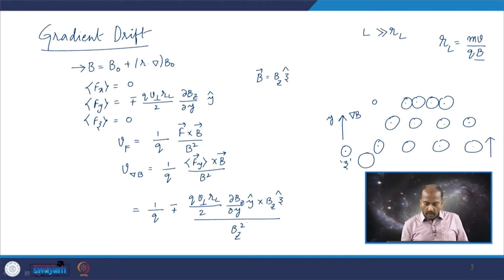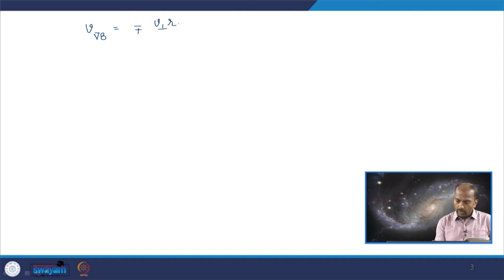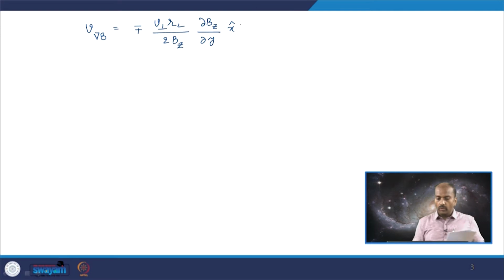So here we have to determine the cross product between y cap and z cap, and B_z being just the magnitude gets cancelled here. So we can write the velocity due to the drift in the magnetic field as minus plus V perpendicular R_L divided by 2 B_z into ∂B_z by ∂y along x cap. So that is the basic idea.